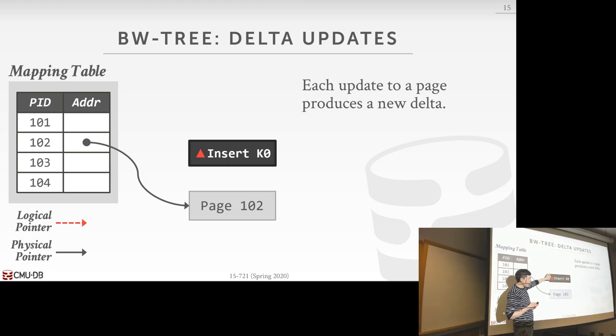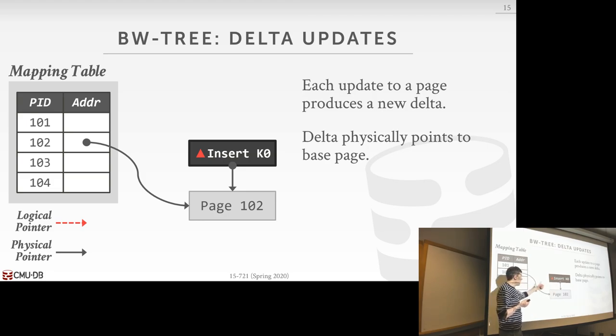So let's say now I want to insert key 0. This record will have a physical pointer to the base page. How do I get that? Well, I would do my lookup in my mapping table, and I would say I know what this physical address is going to be, 102. At this point, nobody can see my change, because if anybody's looking for page 102, they would look in the mapping table, see this pointer, and bypass my delta record entirely.